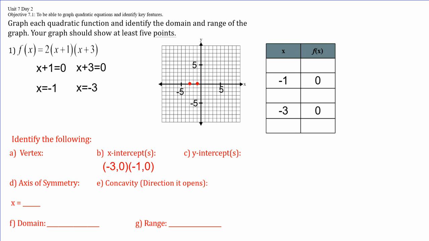Now, the vertex should be in between the values of -3 and -1. Well, what's in between -3 and -1? That would be -2. So we now have the x value for the vertex.